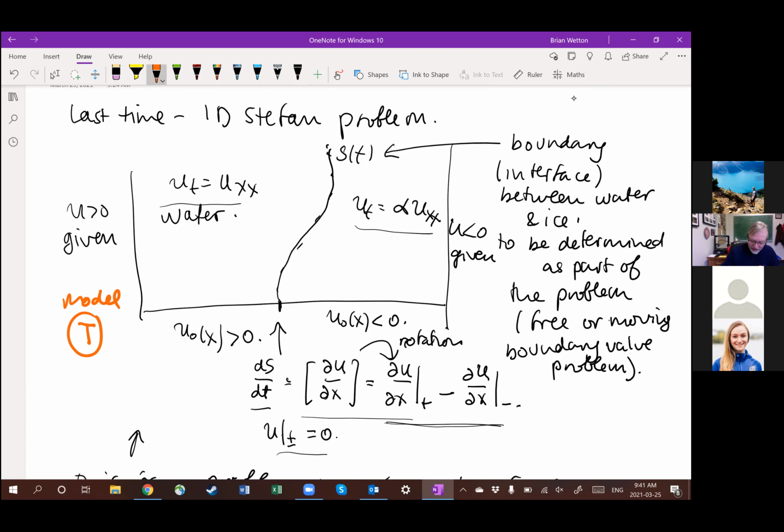Oh, yeah, that's right. I wanted to come back and stress something. If you knew S of t, then I would have two separate linear problems to solve for the temperatures, just with this simple boundary condition. That would all be linear, if S of t were known.